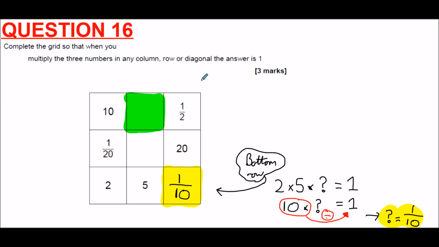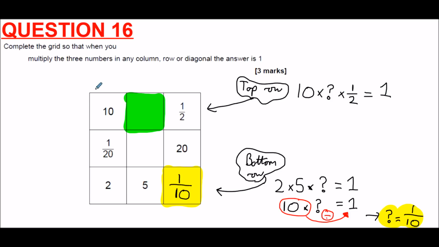so if we just consider the top row now, then 10 multiplied by whatever, multiplied by a half, that has to equal 1, because as we said before, when you multiply all the numbers in the same row, it needs to equal 1. So the order you multiply in doesn't matter. For example, 2 times 4, same as 4 times 2. 8 times 3, same as 3 times 8.